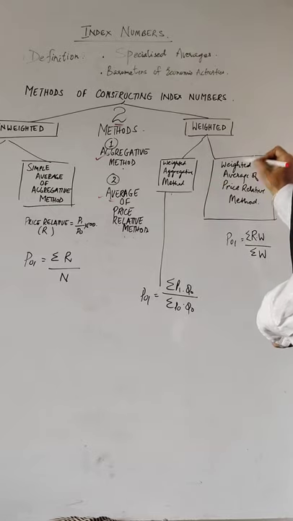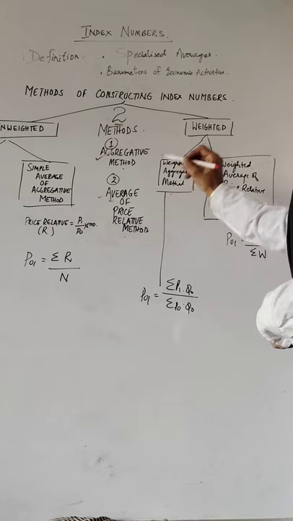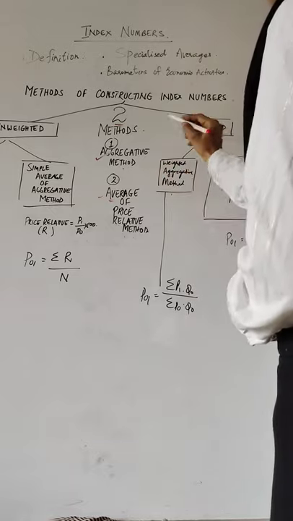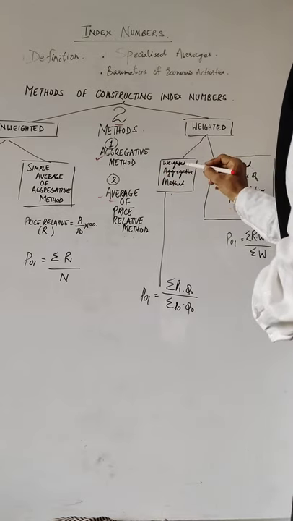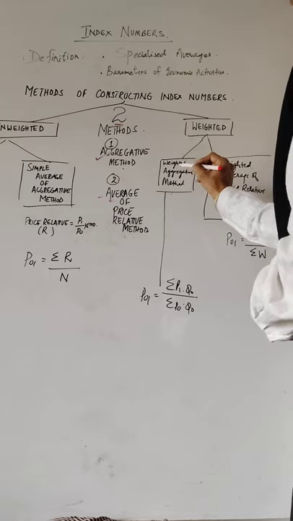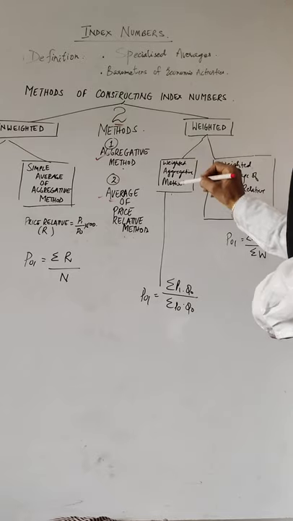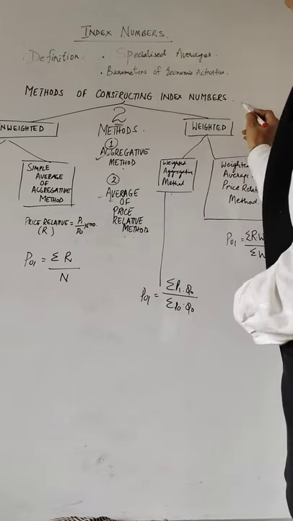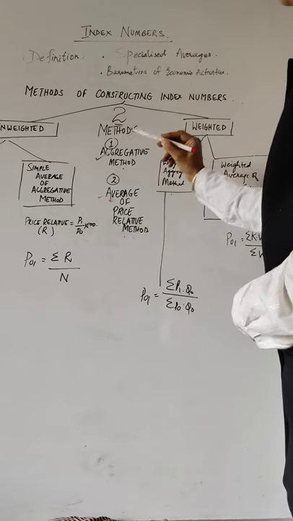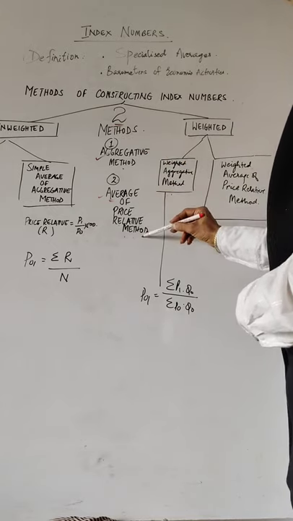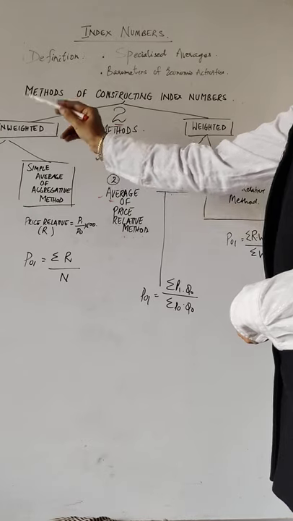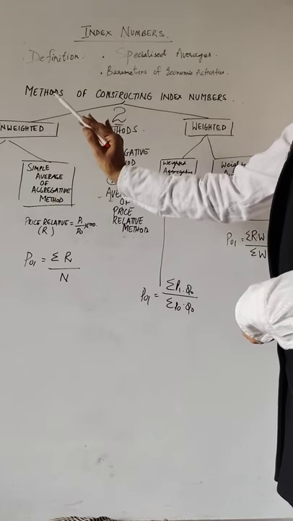So this method is the average of price relative method. If you multiply it with weights, then it becomes the weighted average of price relative method. And if you take the aggregative method and multiply it with weights, that becomes the weighted aggregative method, which means according to the importance given. So once again, there are two methods of constructing index numbers: the aggregative method and the average of price relative method. And index numbers can be simple, that means unweighted, that means all the commodities are of equal importance, we don't give them importance separately.